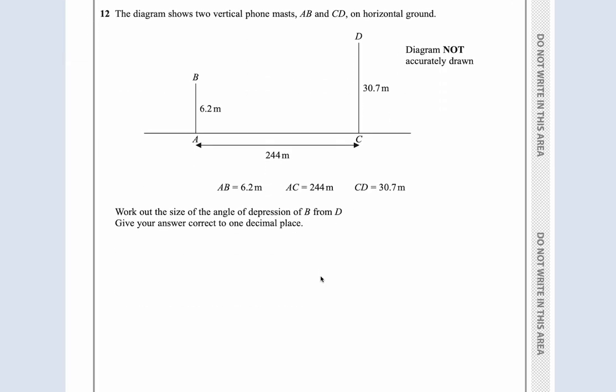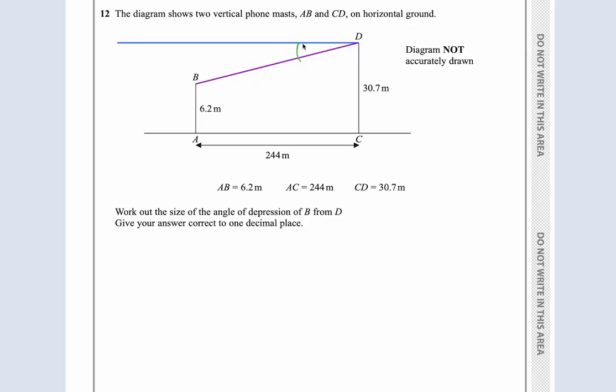Okay, question 12. Two vertical phone masts, A, B, and C, D. Work out the size of the angle of depression of B from D. Okay, angle of depression, guys. We go to D, and we draw a horizontal across. The angle of depression is the angle from this horizontal. So we go down from there, stop at B. This is the angle of depression.